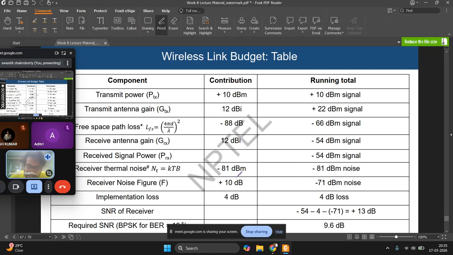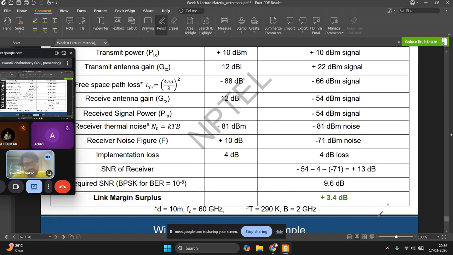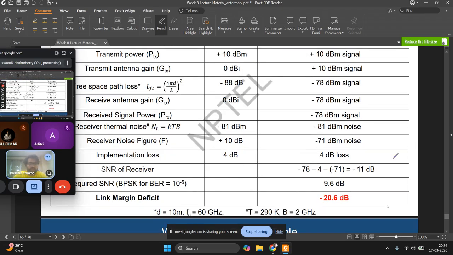And your thermal noise is minus 81. And your noise figure is plus 10. So noise figure means how much noise the hardware itself adds. So this one will be minus 71 dBm. So minus 58 minus of minus 71, you get plus 13 dB. And the required SNR to get 10 to the power minus 5 BER is 9.6. But your SNR at the receiver is 13 dB. So you are 3.4 dB above the link margin. So communication is possible. But in the earlier case communication is not possible. So that is the concept of link margin.